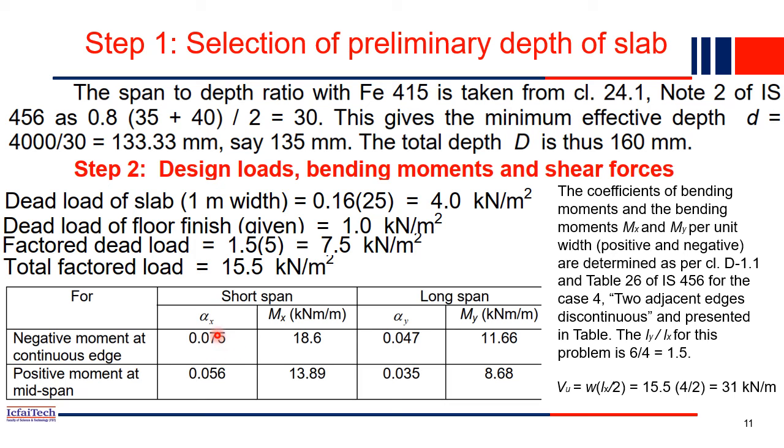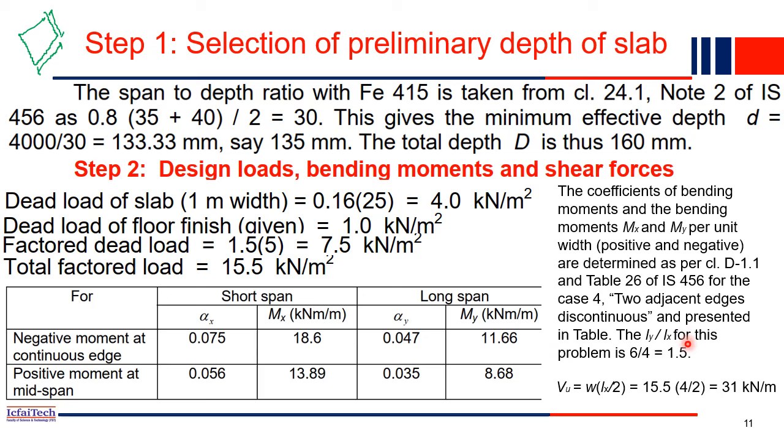Alpha x value is this much for the negative bending moment at the continuous edge, and the positive bending moment at mid span, you will get this much for the short span and for the long span. Because in each slab there are two spans, right? Let me draw it quickly. One will be the short span and another will be the long span. If you visit Table 26, you will get all the values for different Lx by Ly ratios. In our case, the Ly by Lx value is 6 by 4, so 1.5. Our problem is 6 meter by 4 meter.